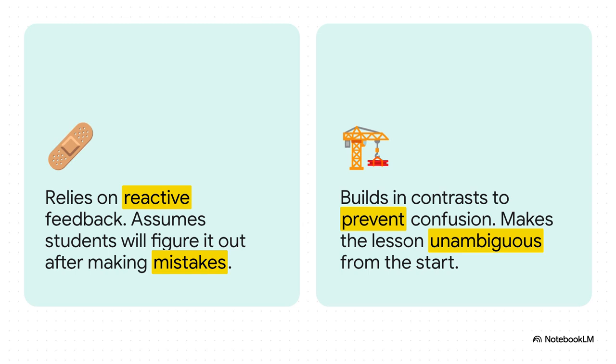A flawed design creates confusion and then relies on you constantly correcting it. A good design thinks ahead. It anticipates the common mix-ups and builds in those clear contrasts, like our triangle example, to stop confusion before it even starts. It makes the lesson unambiguous from the get-go.